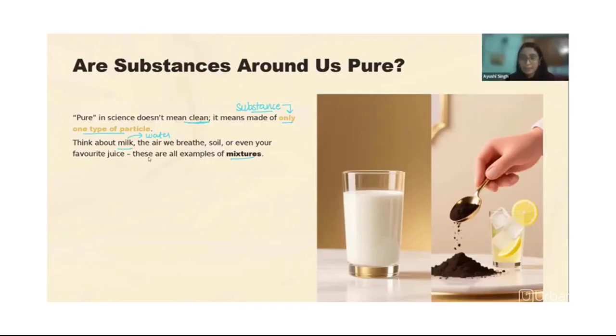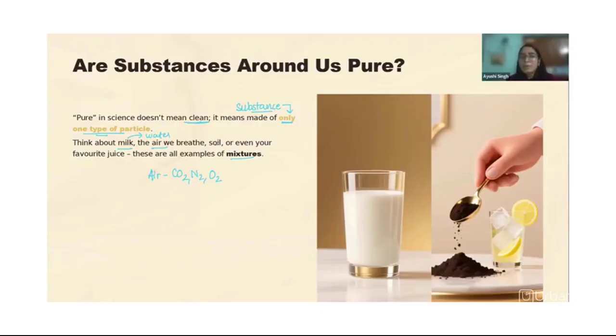Then the air we breathe. If I'm living in a countryside, not in a city, people will say the air is pure there, but in the city they say the air is not pure. But that is not the case. Air is made up of carbon dioxide, nitrogen, oxygen, lots and lots of compounds or molecules. So air is also not pure because it is not made up of only one type of particle.